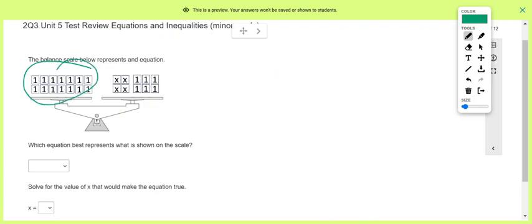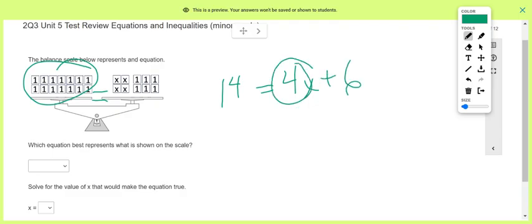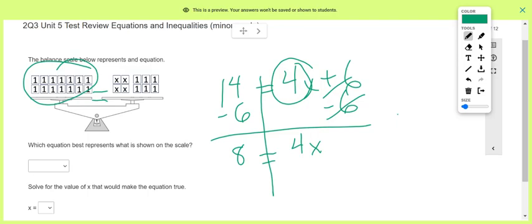If you're going to set up the equation, there's 14 on the left. The balance scale is showing it is equal to 4x on the right and also 6 positives. You're going to start solving on the side with the variable, separate the left side and the right side, and then subtract 6 from both sides. Okay, once we take away 6 from both sides, now we're left with 4x is equal to 8.